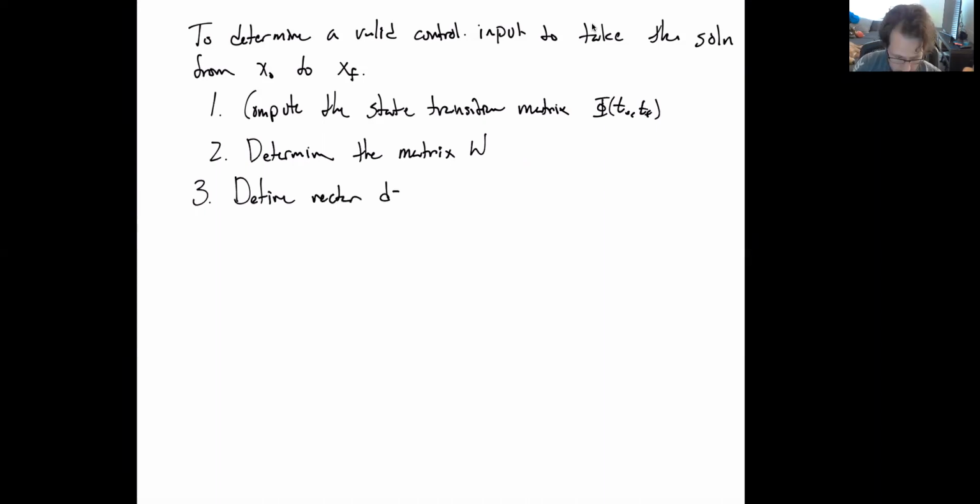Let's call it D. This vector is going to be equal to the state transition matrix times the final state minus the initial state. Okay, so this is a vector that's essentially pointing you in the direction of the dynamics between the initial state and final state.